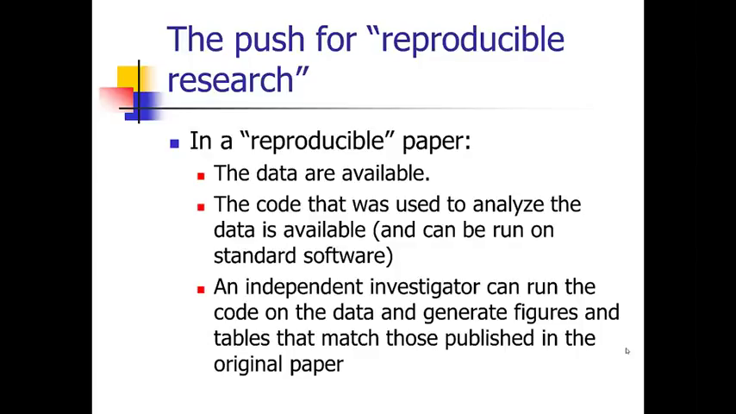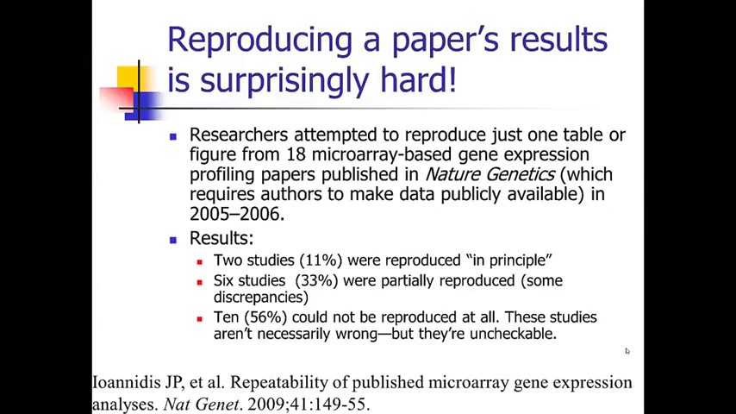We're dealing these days with a lot of complex data, a lot of high throughput data, a lot of complex analyses, and it's actually fairly hard to go through a paper that's been published and check to see whether or not they have errors in their data, or they have errors in their code, or whether or not their tables and figures are really valid. So this is surprisingly hard, and some researchers in a 2009 paper in Nature Genetics illustrated this. They went through and tried to reproduce just a single table or figure from 18 published studies in Nature Genetics. These were all studies that involved microarray data, so these are gene expression signatures.